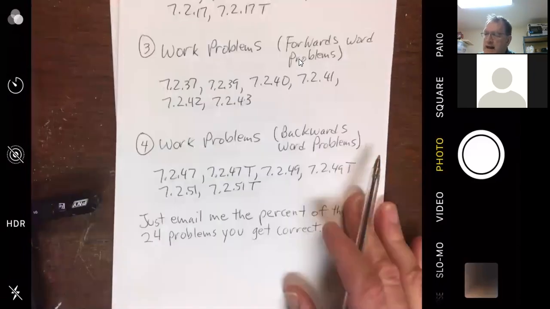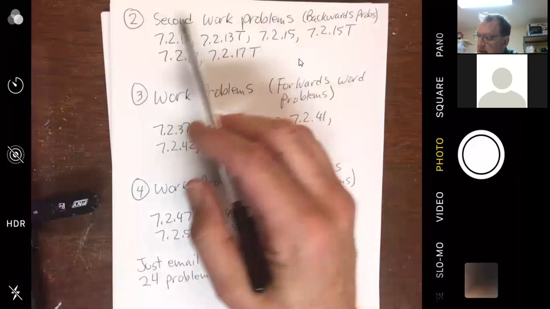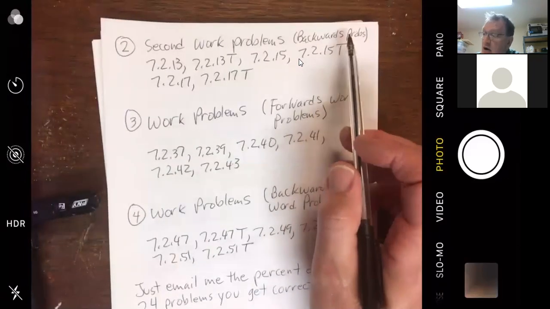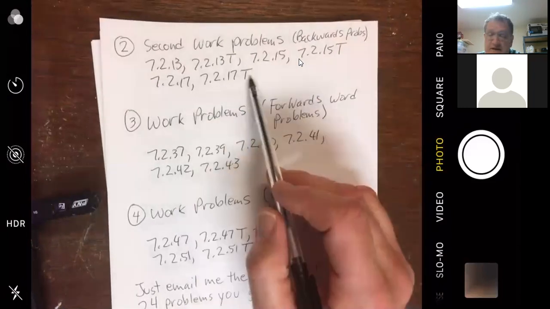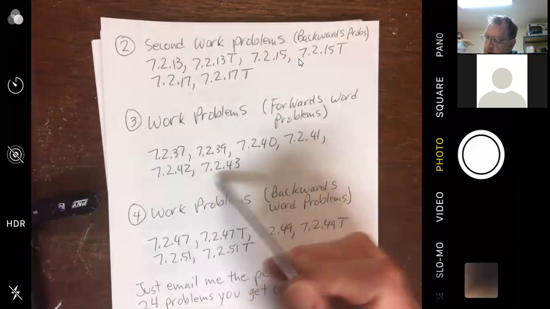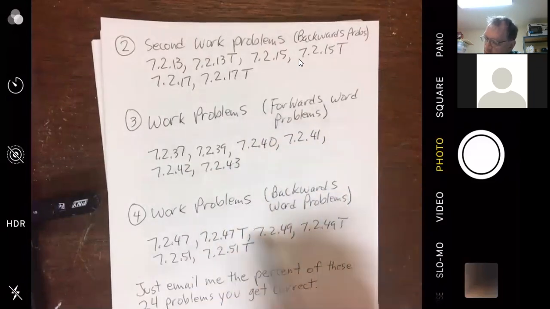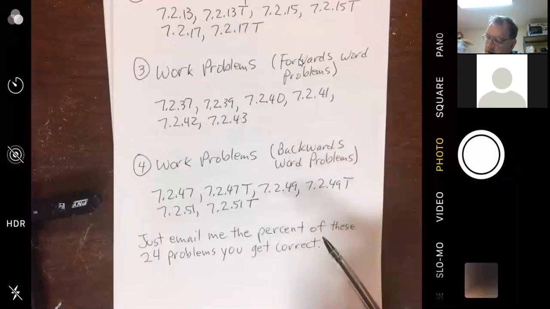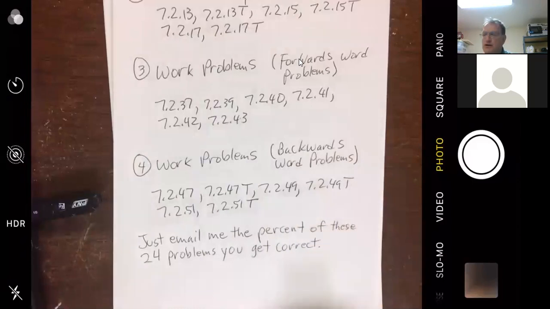All right. But in any case, the second I would work, these are called backwards problems. Again, I understand that makes no sense at all right now. But these second and then third forwards word problems, these, and then finally number 4, backwards word problems, these. And it may take 2 weeks to do this. So email me the percent of these 24 that you get correct.